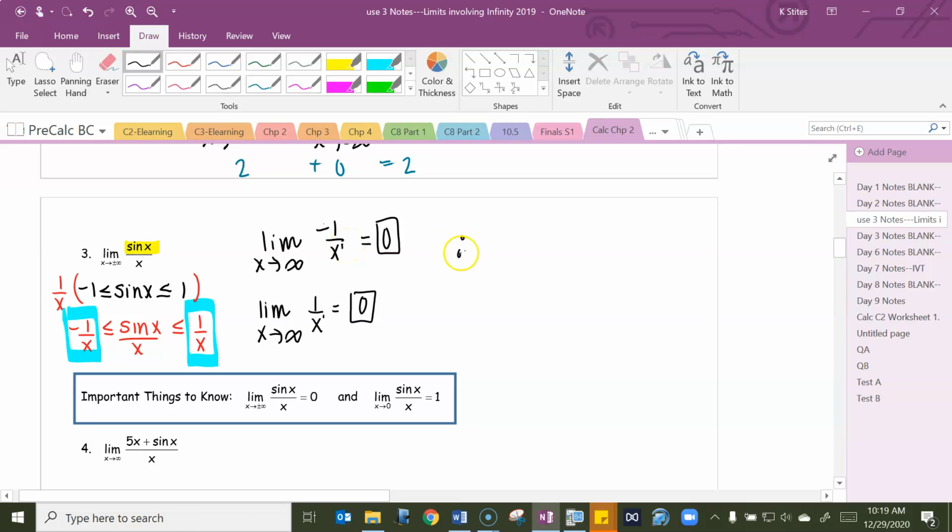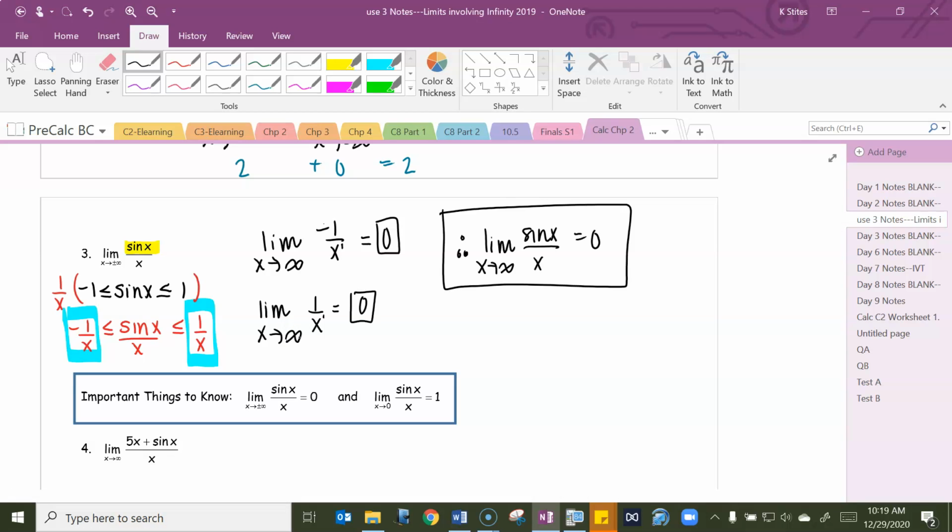All right, so therefore, the limit of sine x over x as x approaches infinity is also going to be equal to 0. And you can see if I change this to negative infinity, it's not going to change, right? It's still going to be true as x approaches negative infinity. So we have a new identity that we know. As x approaches positive or negative infinity, sine x over x has a limit of 0. And as x approaches 0, sine x over x has a limit of 1. So that was something that we knew before. Okay, so two things that we can use.